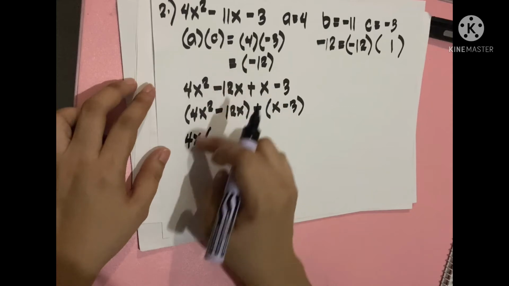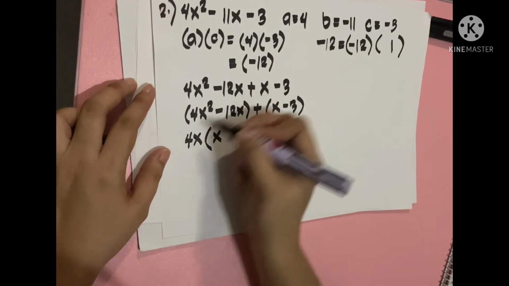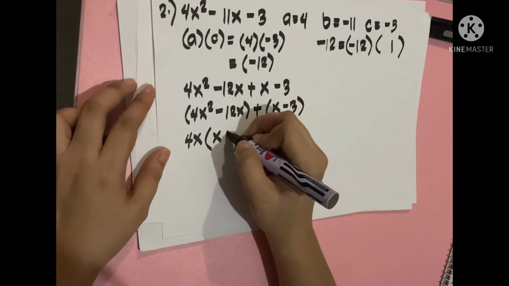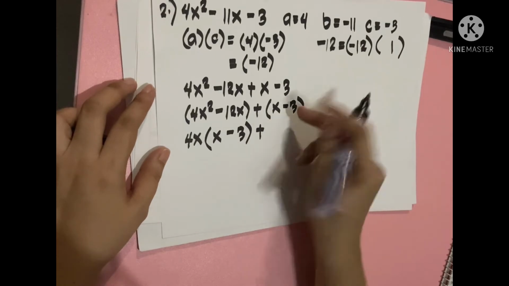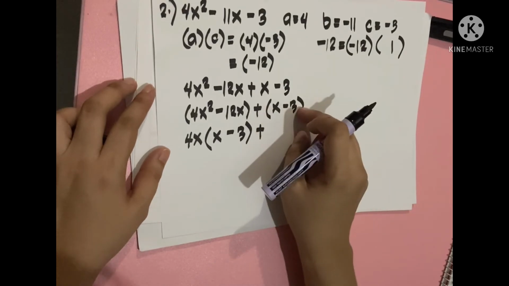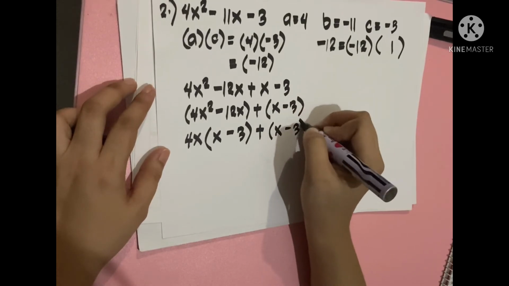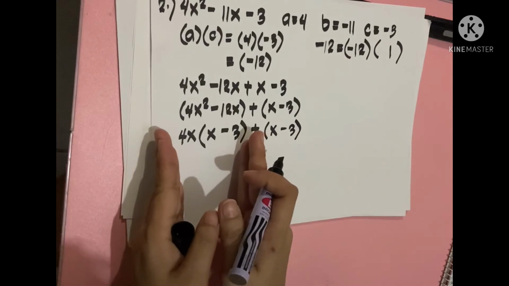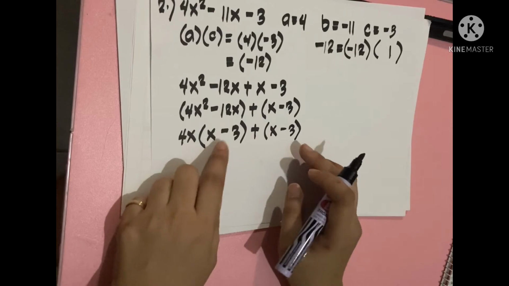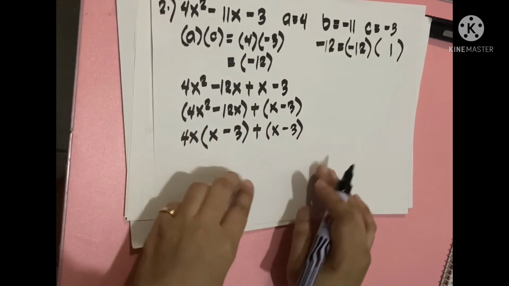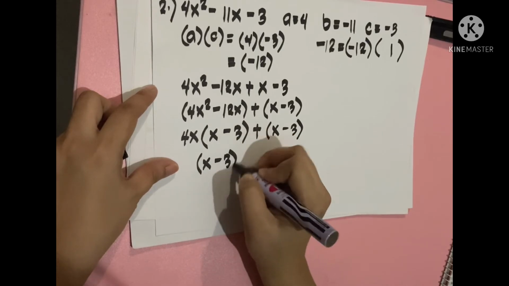So 4x squared divided by 4x is x. Negative 12x divided by 4x is equal to negative 3. Okay? Then, plus, since wala namang common factor to, kokopyahin na lang natin siya. So, that's x minus 3. So, kung mapapansin mo, dun sa unang groupings natin, at saka yung pangalawang groupings natin, may common term siya na x minus 3. So, ibig sabihin, yung first factor natin will become x minus 3.